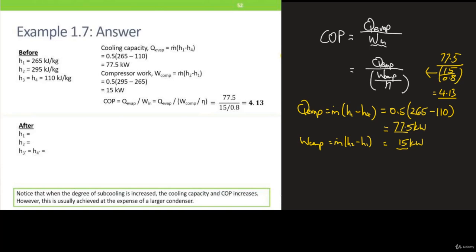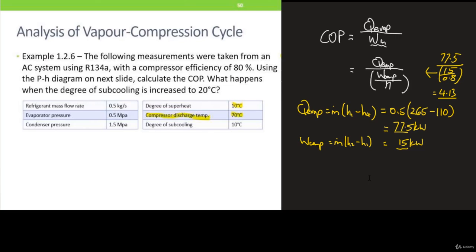Why is there a second part of the question? Because the question actually asks, if you refer back to this slide 50, what happens when the degree of subcool is increased to 20? That means the degree of subcool instead of 10 degrees Celsius, now it becomes 20 degrees Celsius. So what is the effect of that?